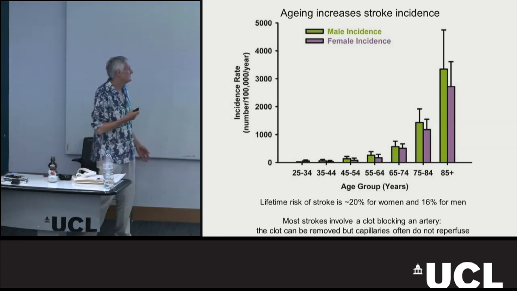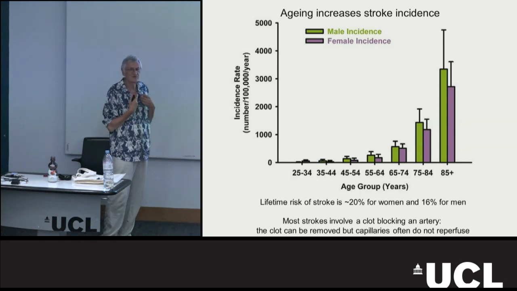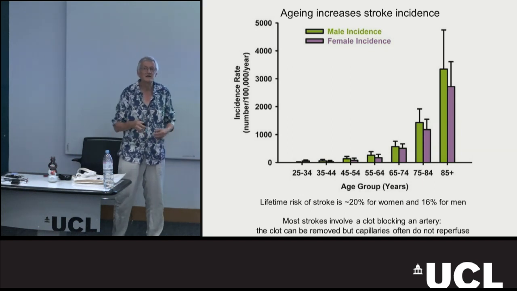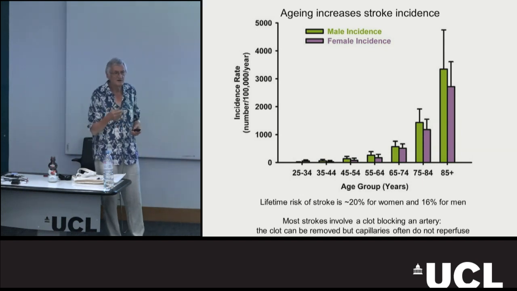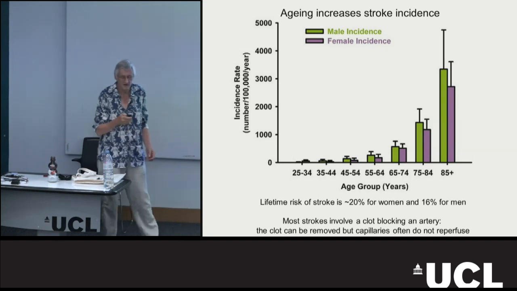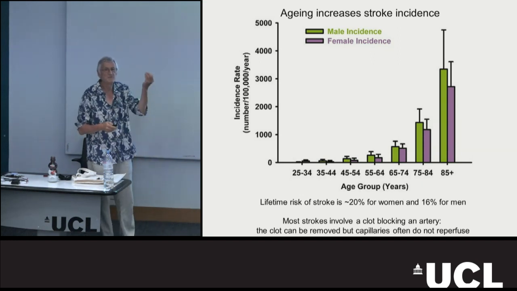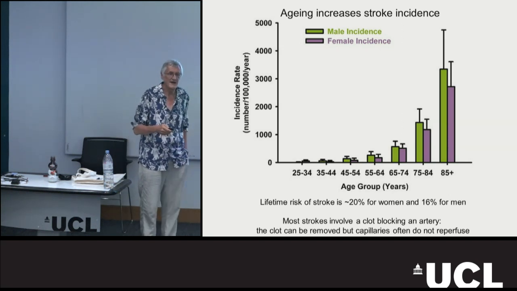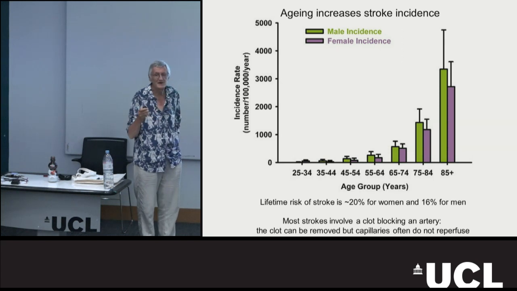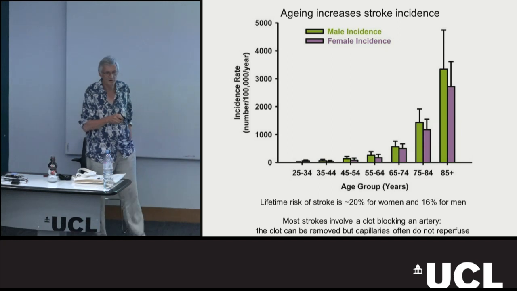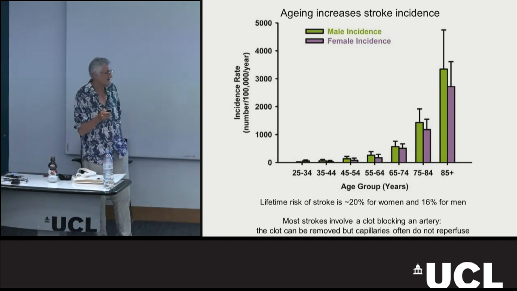Now, most strokes involve a clot blocking an artery. So if I have my stroke here now, and you rush me to hospital, the interventional radiologist will use either a drug, TPA, to dissolve the clot, or they'll use a fancy corkscrew thing to remove the clot on the end of a cannula. And they'll image blood flowing through the artery that got blocked, and they'll say, job done, you can go away now. But it turns out the job isn't done because capillaries don't reperfuse. And there's a commonality here between what goes wrong after stroke and what goes wrong in AD.